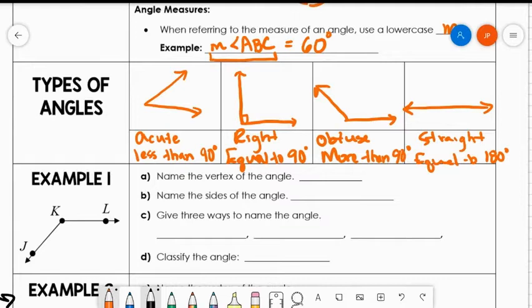So a couple questions they ask here using that information we filled out up there. Name the vertex of the angle. Remember, the vertex is the point that lies right in the middle of those 2 rays that make up the angle. So in this case, the vertex is K.